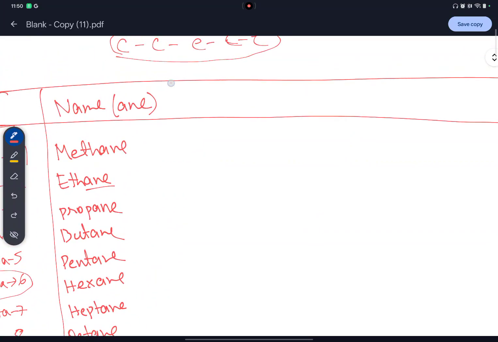Now let's start writing their formula, mainly molecular formula. We'll write the molecular formula later. For now, just write down the condensed structural formula. Now, what is condensed structural formula? You'll see that later. Condensed structural formula.